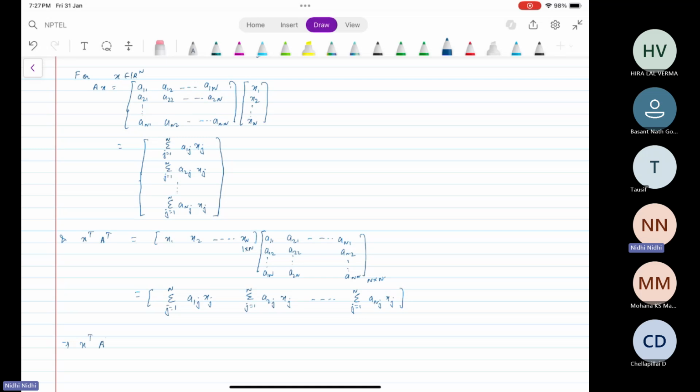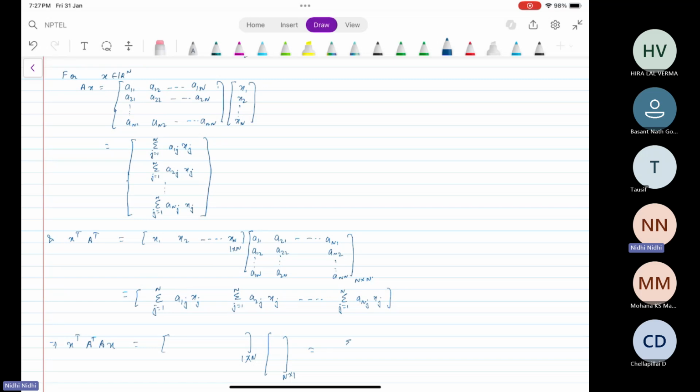So from here we get x transpose A transpose, a row matrix, times Ax, a column matrix. This is of the form 1 cross n, n cross 1. So this will be a single value. And you can evaluate this is equal to summation i from 1 to n, summation j from 1 to n Aij xj squared.